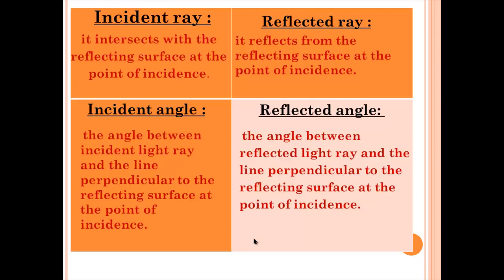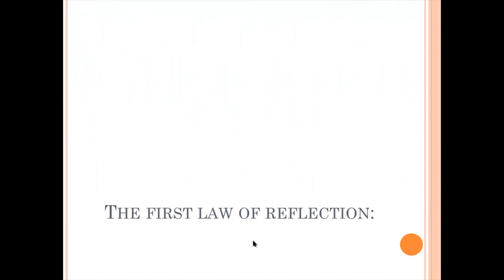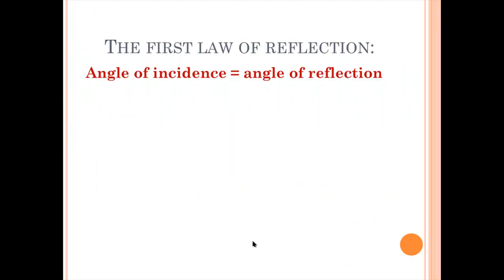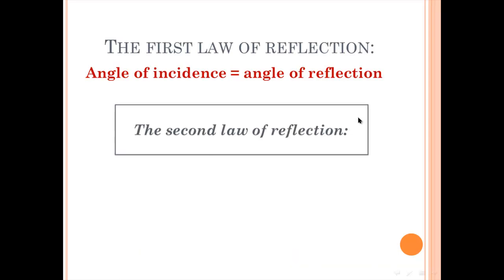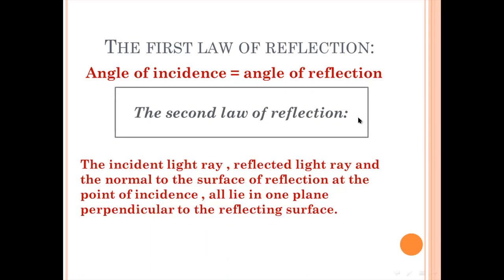Now, what happened? Now, we will study the first law of reflection: the angle of incidence equals the angle of reflection. The second law: the incident light ray, the reflected light ray, and the normal, which means the perpendicular to the reflecting surface at the point of incidence, all of them lie in one plane perpendicular to the reflecting surface.